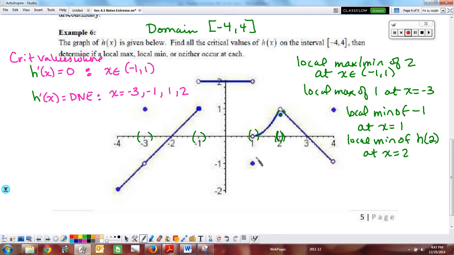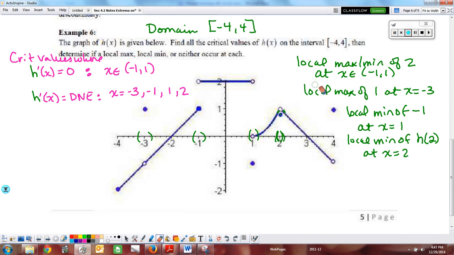If this point had not been there, if I were to take this out, and the domain had been -4 to 1 and then 1 to 4, 1 would not have been a candidate for a critical value because it did not actually exist on the original function. So that's, like I said, one of those things that kind of gets forgotten. We're so worried about checking the derivative being 0 or doesn't exist that we forget that technically we should first check that they exist in the domain.